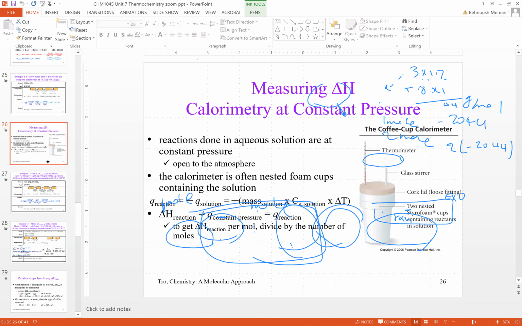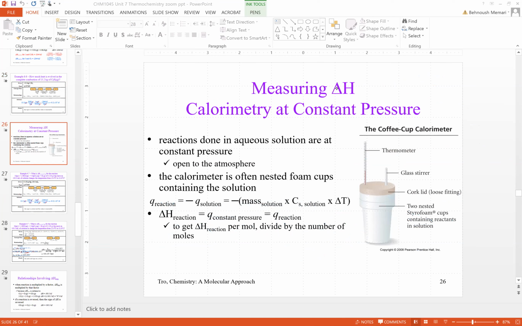To measure the delta H, or the energy change in a chemical reaction, you can use a calorimeter. Delta H for the reaction is per mole. So you find the Q of the reaction, just like before, which is the mass times the change in temperature times the specific heat.